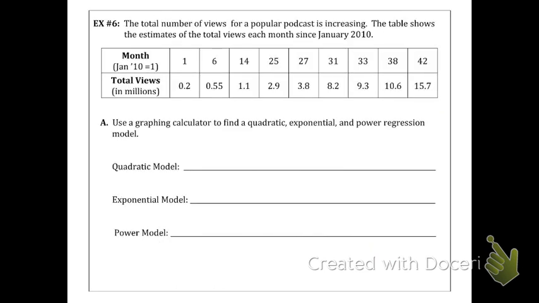All right, then example 6. It says the total number of views for a popular podcast is increasing. The table shows the estimates of the total views each month since January of 2010. Use a graphing calculator to find a quadratic, exponential, and power regression model.